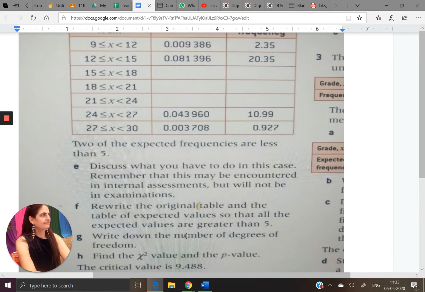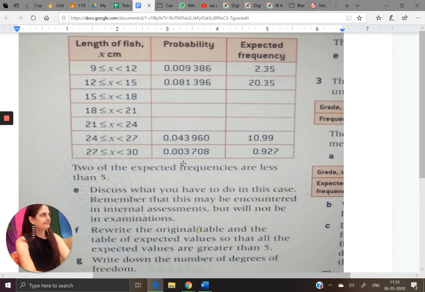The F question says rewrite the original table and the table of expected values so that all the expected values are greater than 5. Now here you see the last one is 0.9. I need to make it more than 5. So I will add the second last and the last. And here you will add the frequencies. While putting it in your GDC, you will add the frequency of the second last and the last. And the first one you see is 2.35. So you will add the first and the second.